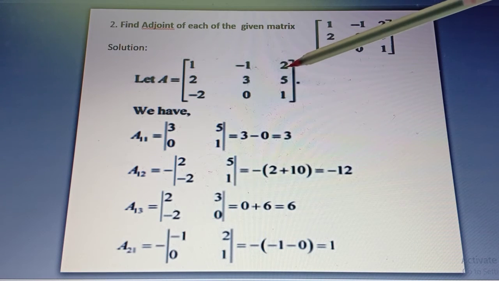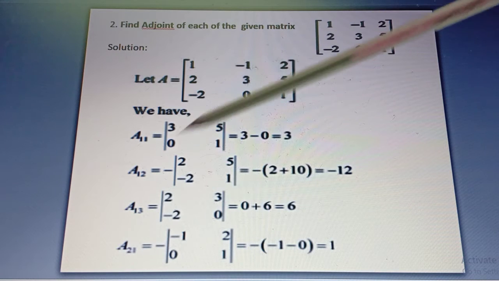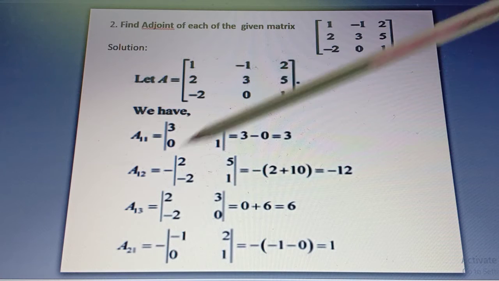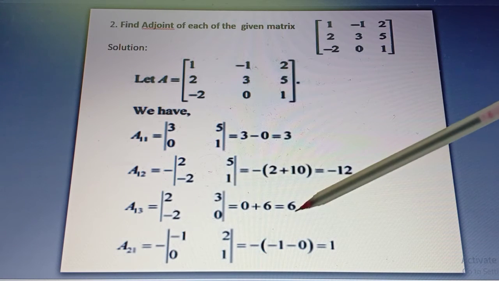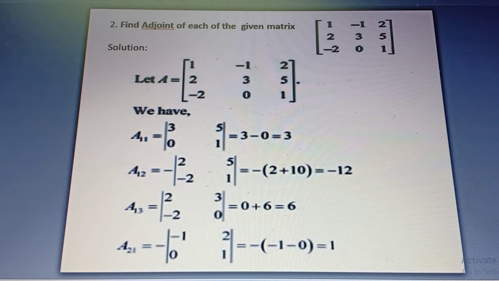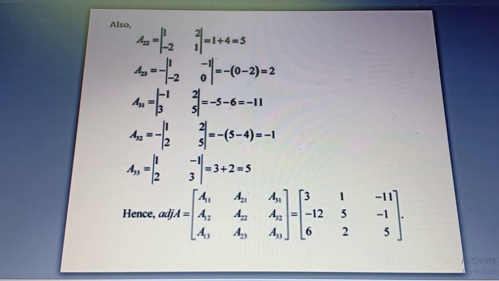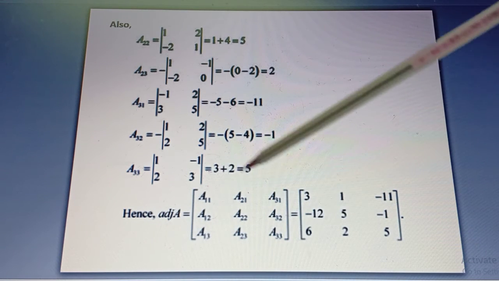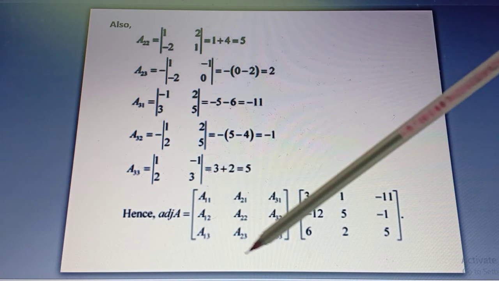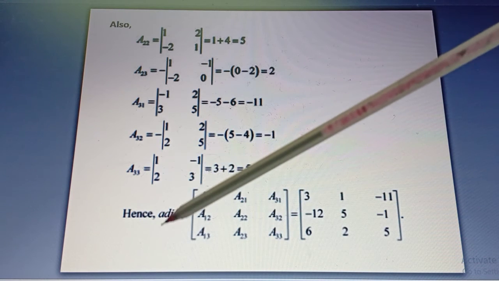Then the cofactor of 2, here the sign is plus, minus 1 to the power 1 plus 3. Leave its corresponding row and corresponding column, 2, 3, minus 2, 0. After expanding, we will get 6. Similarly, we can find the cofactor of each and every element of this matrix, and after finding it, we get a cofactor matrix. This is the cofactor matrix, and now we take the transpose of the cofactor matrix, which is written as adjoint of A.